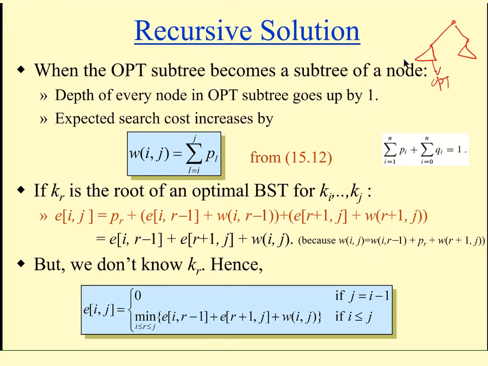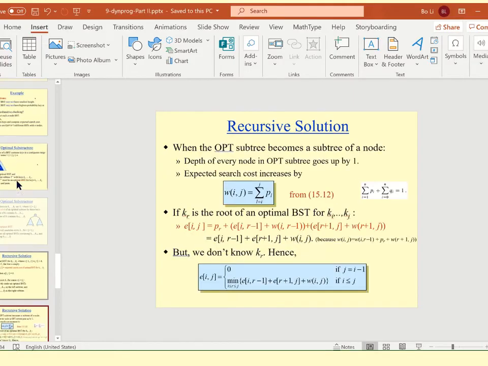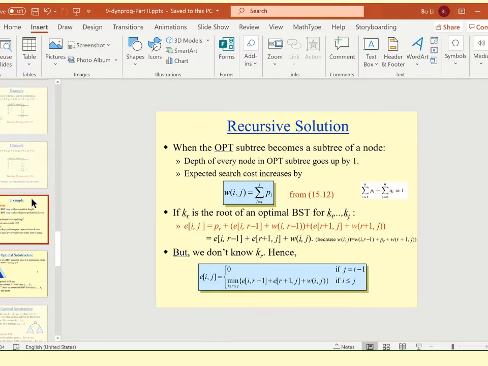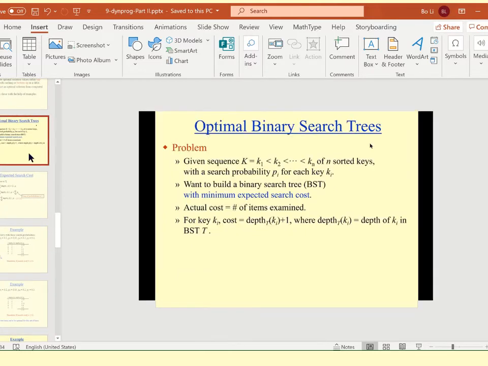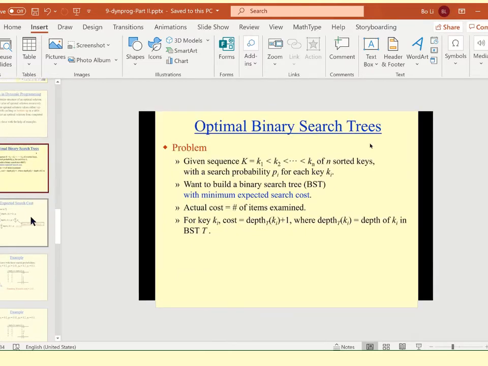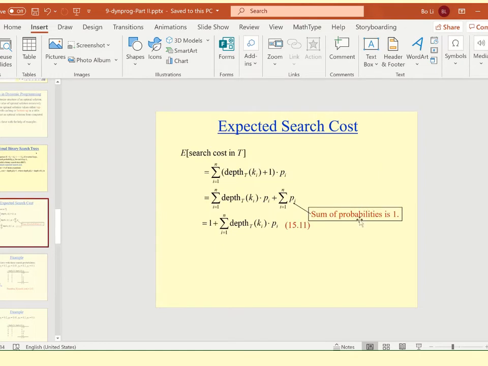And then what will be the cost to reach any node in this optimal subtree? It will be increased by some amount, okay? Because you can just look at the definition of expected search cost. So let's go back to here, okay? To here.